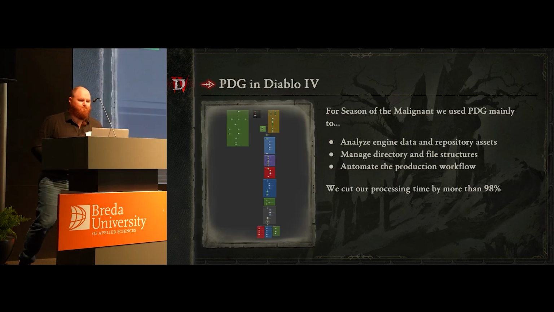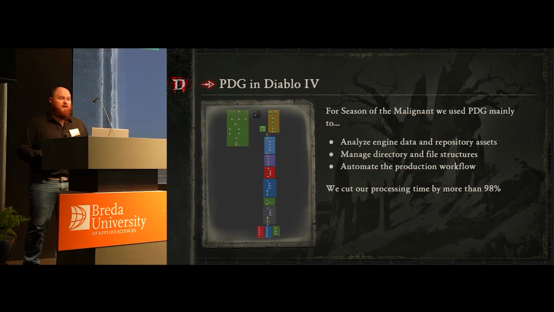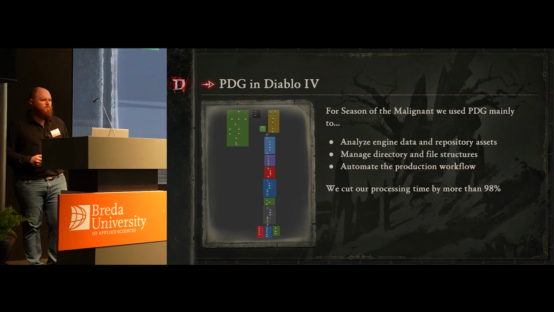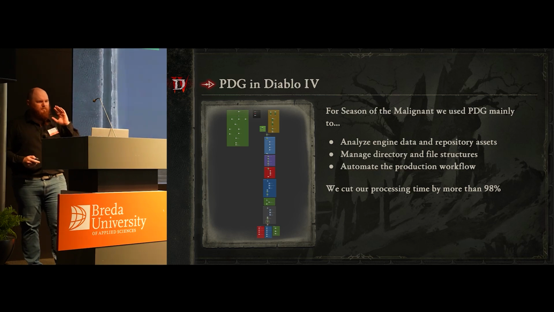We use PDG. For Season of the Malignant, we use PDG mainly to analyze engine data and repository assets, manage the directory and file structures, and automate the production workflow. We cut our processing time by more than 98%. But we need details, right? Before we dive into those details, let's do a recap.